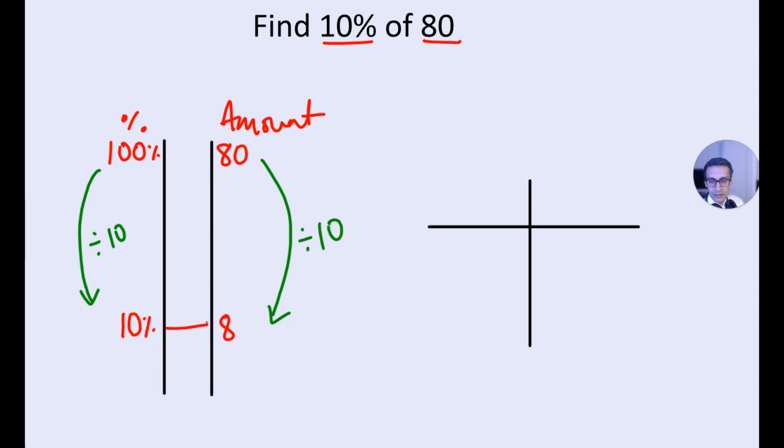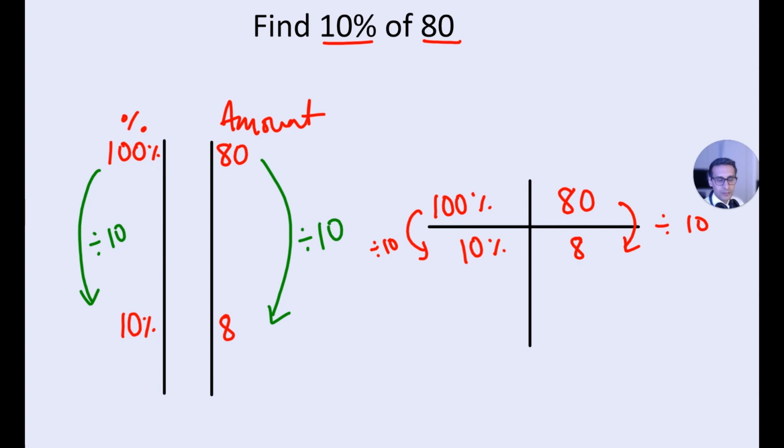So 10% is 8. And this is one way to work it out. The other way to work it out using the cross is just to put 100% is 80. And then it's essentially the same representation here. We can just go straight to 10%. So to work this out, we divide by 10. And then to work this out, we do the same thing. Divide by 10, we're going to get 8. So 10% is 8. So both of these methods are equally valid.